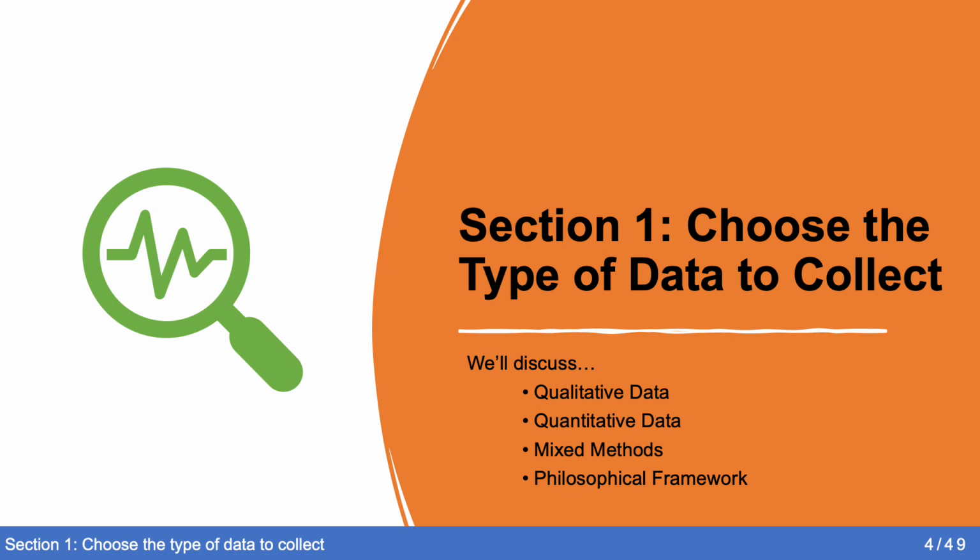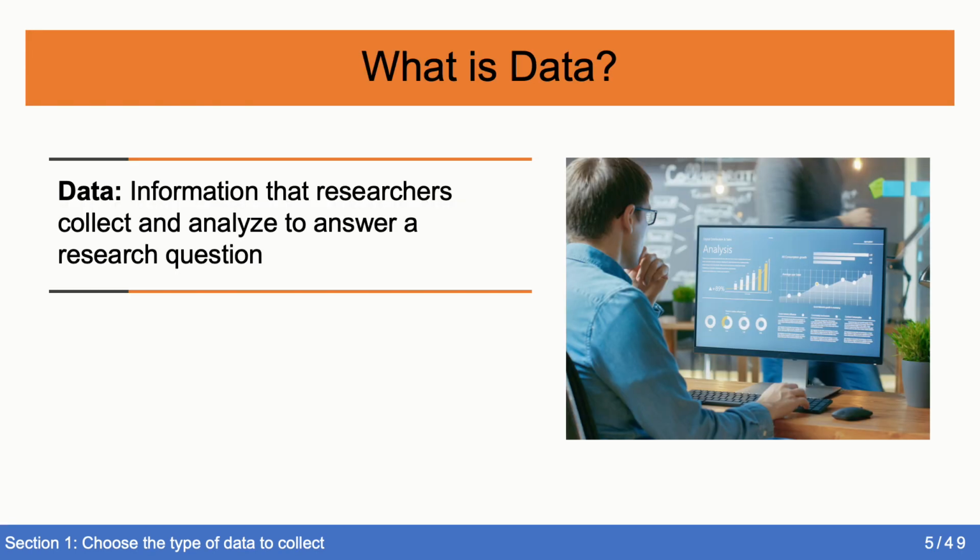Section 1. Choose the type of data to collect. In this section, we'll describe what qualitative and quantitative data are and how mixing these approaches can be helpful. We will also discuss how choosing a philosophical framework for a research study can help researchers decide what types of data to collect. Data is the information that researchers collect and analyze to answer a research question.